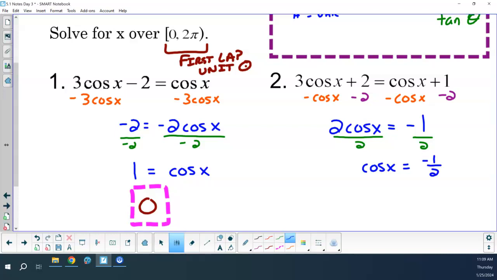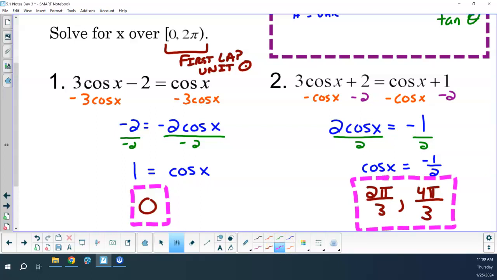Yes? Okay. First lap, unit circle, where is cosine -1/2? 2 pi over 3 and 4 pi over 3. So those would both be the answers to this trig equation.